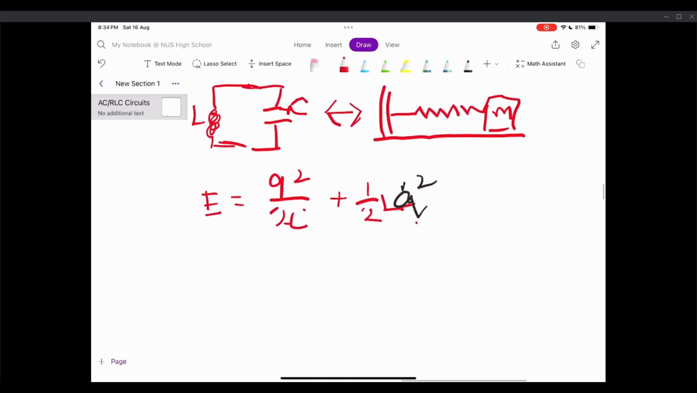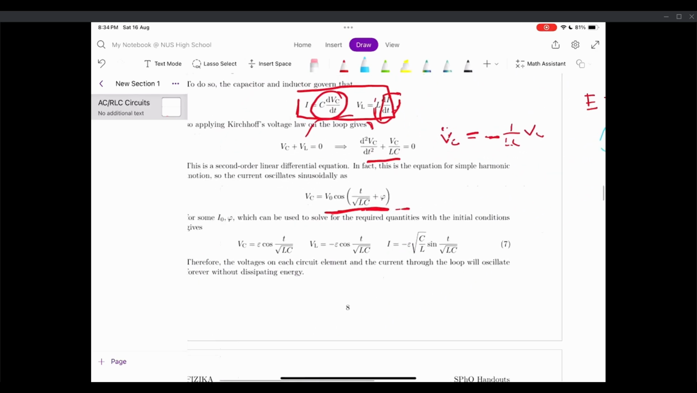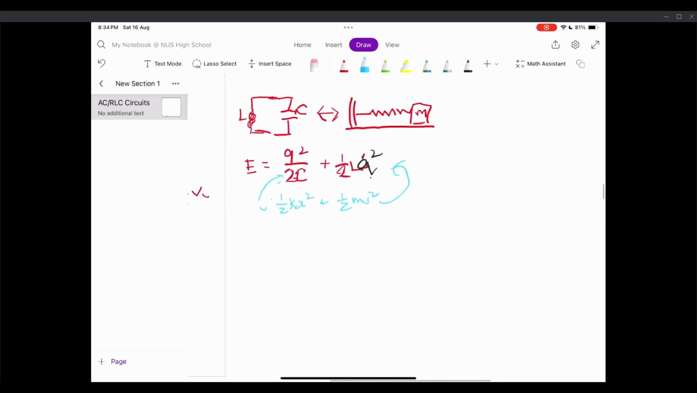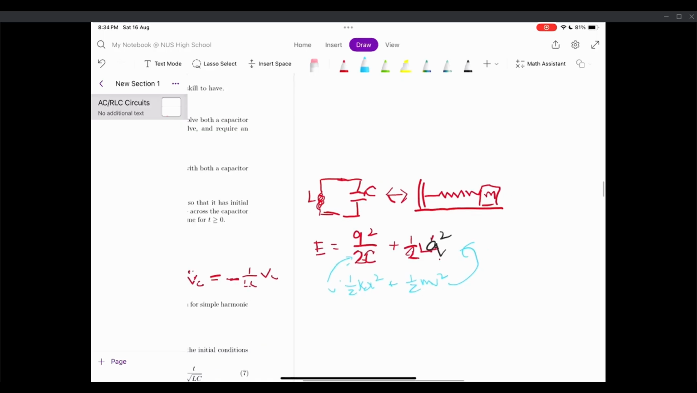Okay, whatever. But basically, your total energy is Q squared over 2C plus half L Q dot squared, because your current is the time derivative of your charge. And that's analogous to a spring mass oscillator, because that of a spring mass oscillator is half kx squared plus half mv squared. So this is analogous to this, and this is analogous to this. That's kind of what I'm trying to say. And that is also relevant when we get to basic RLC circuits, because your R acts as a damper, similar to that of a spring mass oscillator.